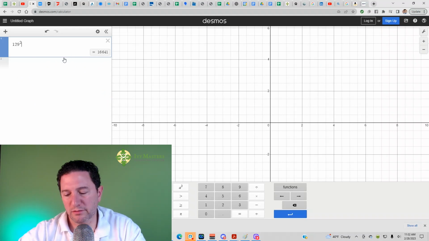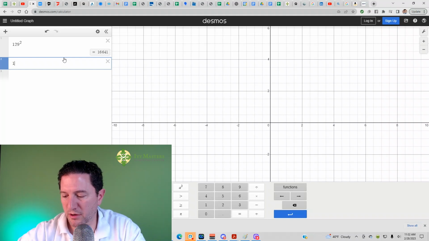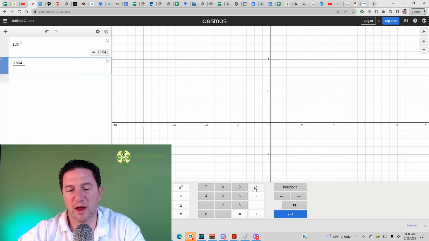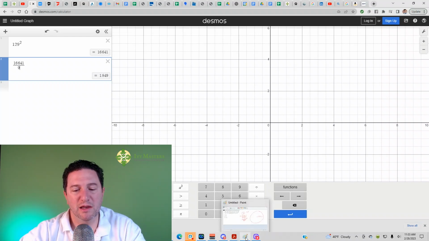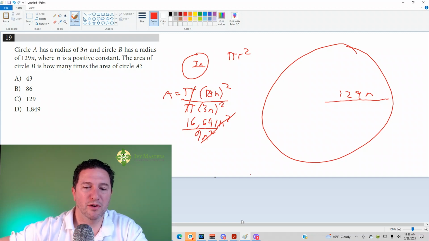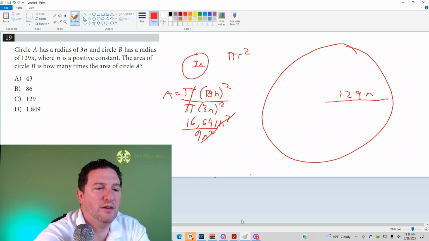And so then we go enter, and then we could go 16,641. I just typed that with my keyboard. And you could also do divide by 9 with your keyboard as well, or you could just plug it in. And there it says 1849. So that is your answer. This is just going to reduce to 1849.